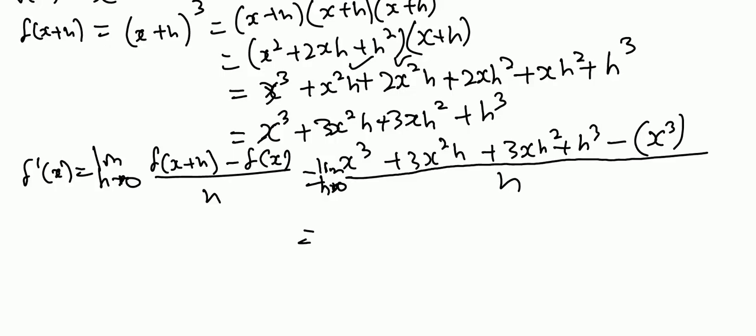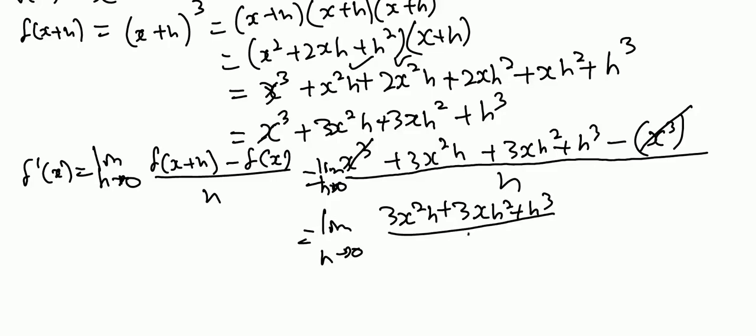Okay, so we continue. Remember, I said always when solving from first principle, your f of x will be cancelled by something from f of x plus h. In this case, our f of x is x cubed. That means x cubed must be cancelled by x cubed from f of x plus h. And we can see that this negative x cubed and positive x cubed cancel each other. Now we are left with the limit as h approaches 0 of 3x squared h plus 3xh squared plus h cubed all over h.